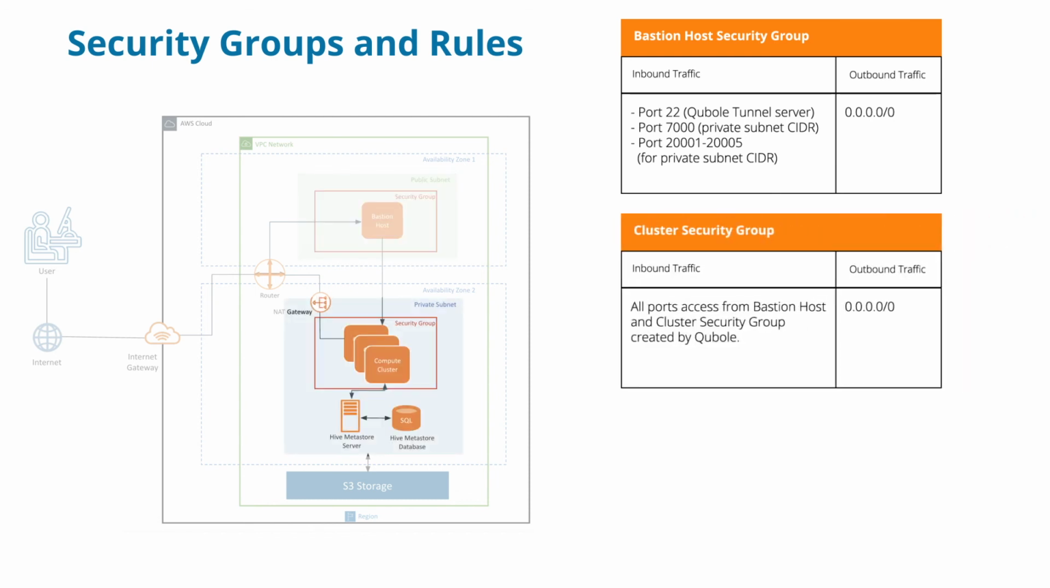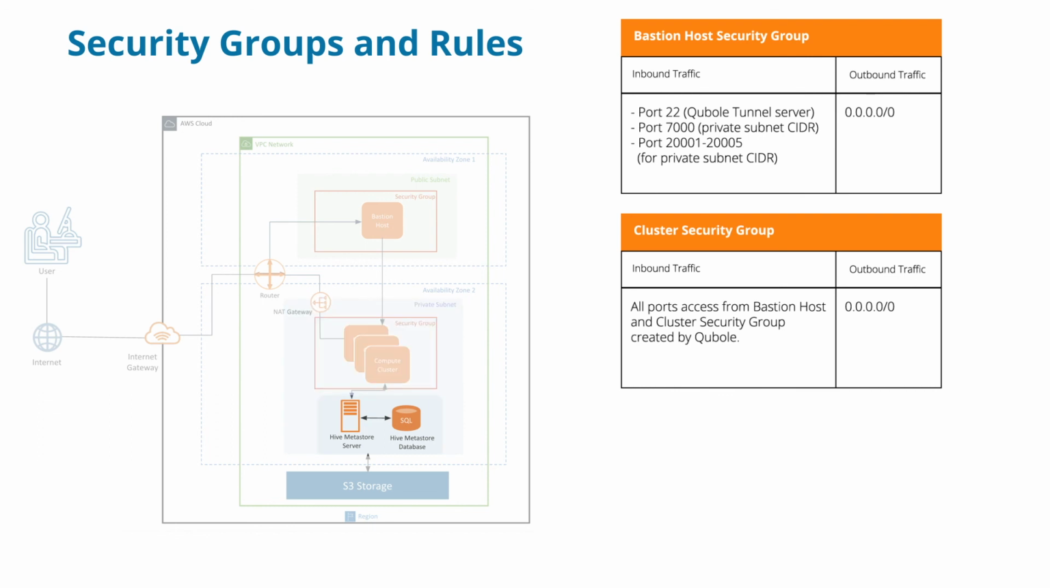Qubole uses Amazon EC2 instances for cluster nodes. For cluster nodes, configure security groups allowing inbound traffic on all ports from the bastion host and the cluster security group created by Qubole. Allow outbound traffic to everywhere.